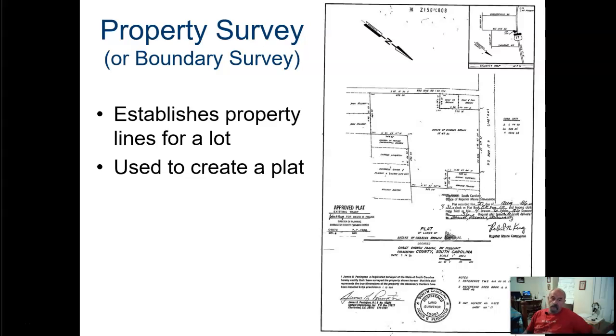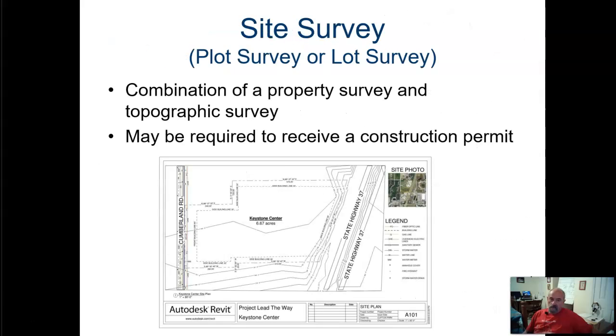This is an example of a recorded plat created from a property survey near Mount Pleasant, South Carolina. My sister lives there. Property lines are located using a length and a bearing angle. This site plan shows both the property lines and contours from a topographic survey.